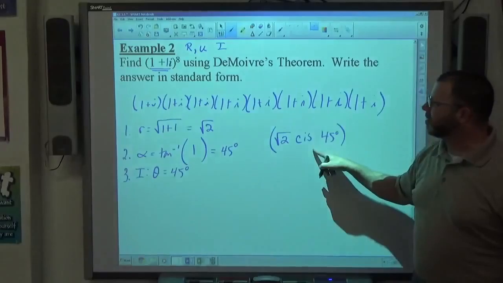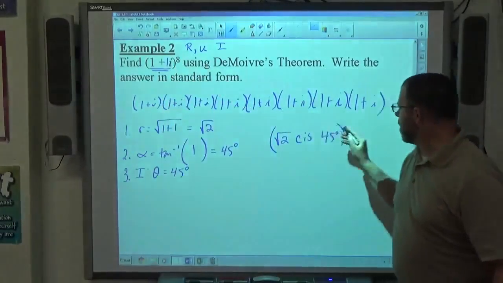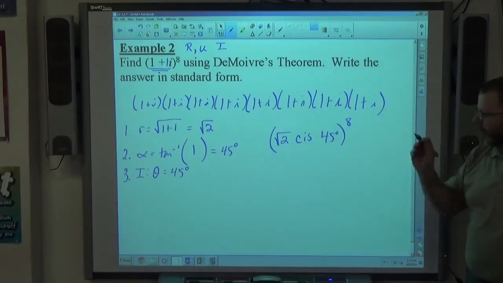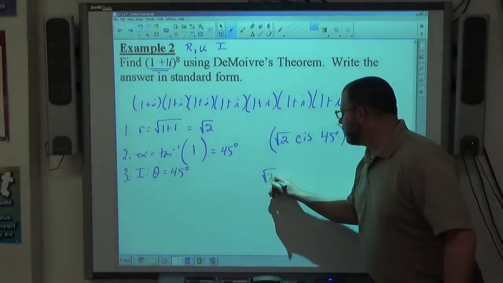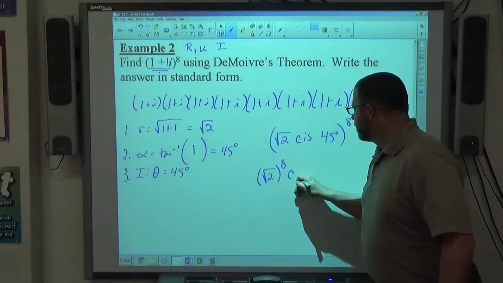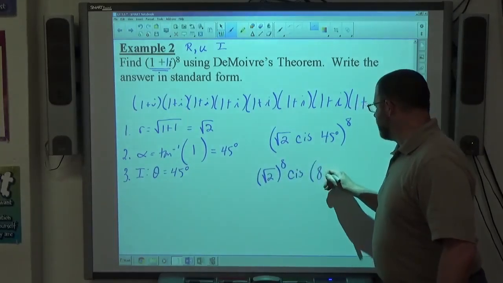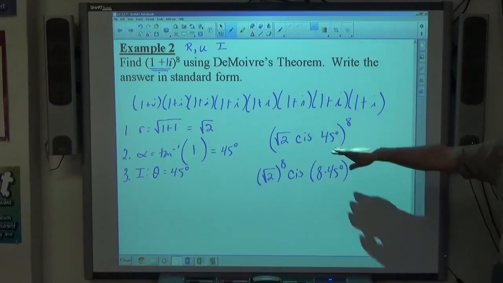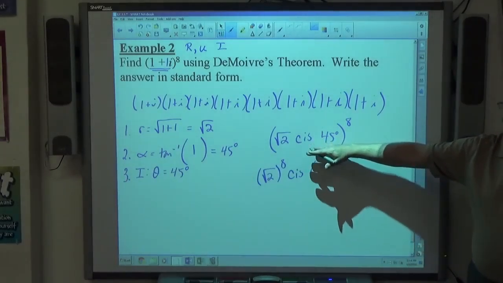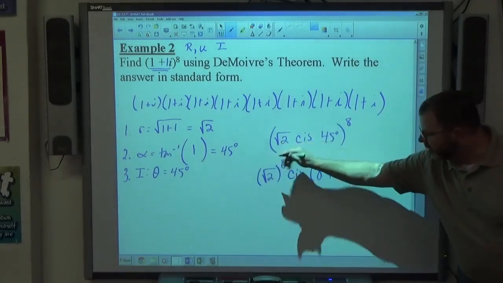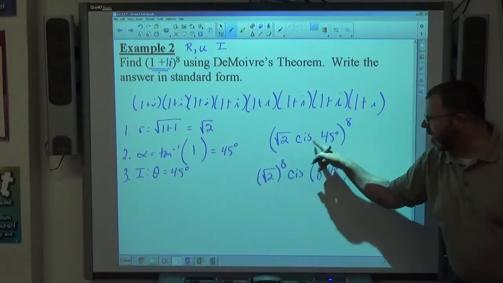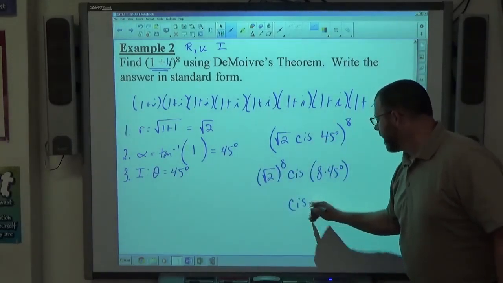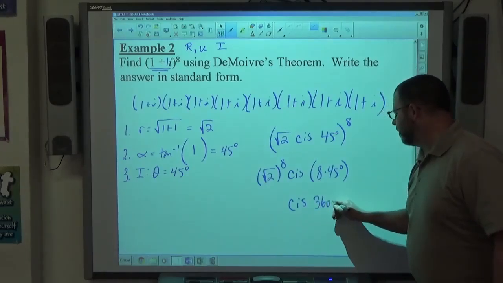This and this mean the same thing. This is being raised to the 8th power, so I want to raise this to the 8th power. So I've got the square root of 2 to the 8th power, cis 8 times 45 degrees. There's the application of DeMoivre's theorem. Once I get the trigonometric form structure, the magnitude to the power times the angle. 8 times 45 is 360 degrees.